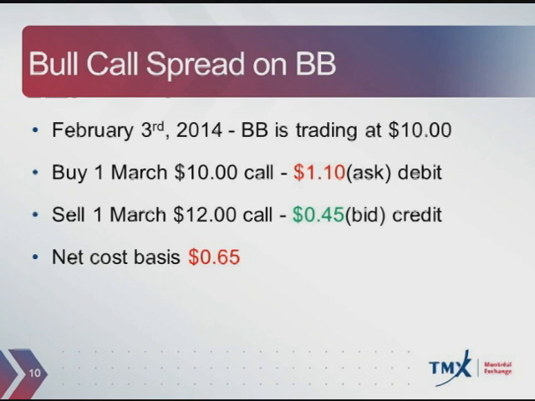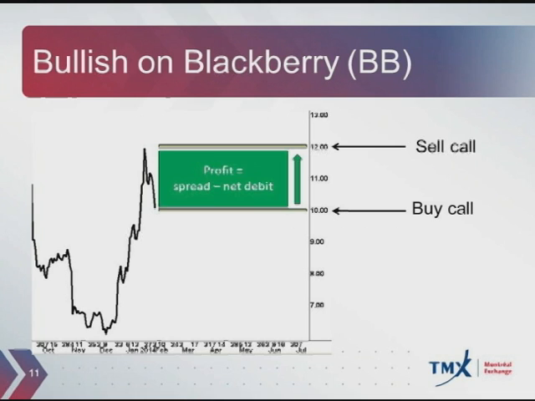We would then turn around and sell one March $12 call, and we would bring in 45 cents, and we can sell that $12 call at the bid price. So remember that we buy at the ask and we sell at the bid. So that actually becomes a credit to our account. The net cost basis of the trade is now sitting at 65 cents.